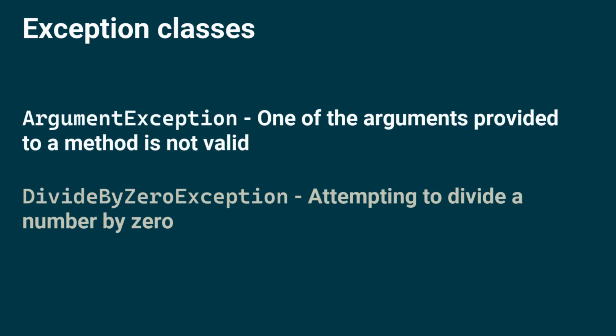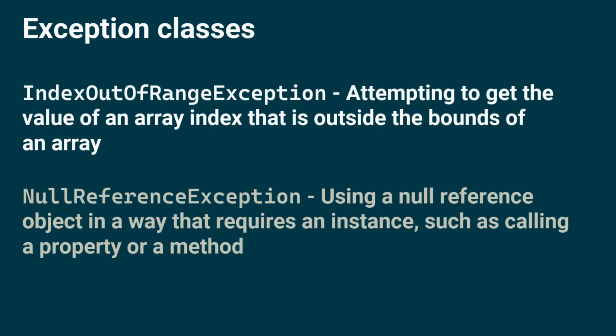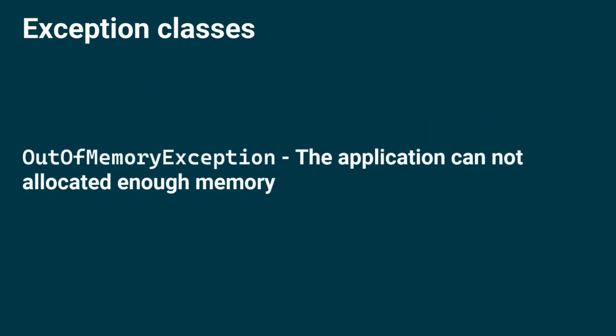As well as the Exception class, C# has a number of other common exception classes that you can use. They include ArgumentException. This is where one of the arguments provided to a method is not valid. DivideByZeroException. This is attempting to divide a number by zero. IndexOutOfRangeException, attempting to get the value of an array index that is outside the bounds of an array. NullReferenceException. This is using a null reference object in a way that requires an instance, such as calling a property or a method. OutOfMemoryException. The application cannot allocate enough memory. Any of these exceptions can be handled in a separate catch code block.